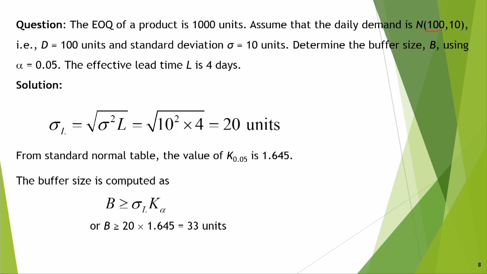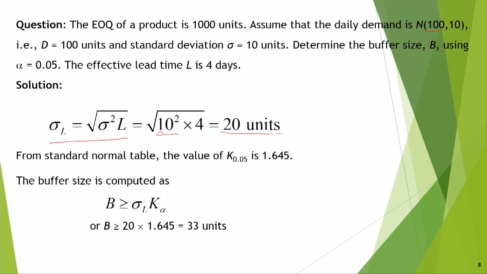Determine the buffer size B using alpha equal to 0.05, something like a 95% confidence level. Alpha being 0.05 means the probability that you get stocked out is less than 5%. The effective lead time L is 4 days, which is also given. Then we can find sigma L equal to the square root of sigma squared times L. The standard deviation is 10, so 10 squared times 4 under the root becomes 20 units. Therefore, the standard deviation in the lead time is 20 units.